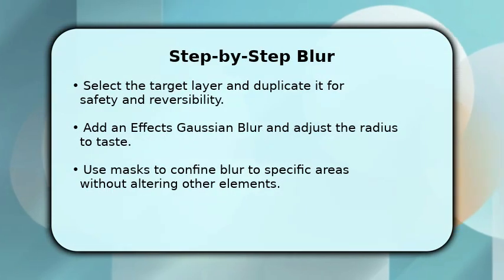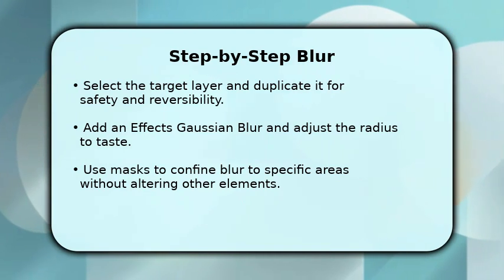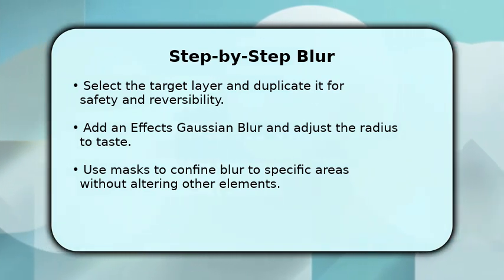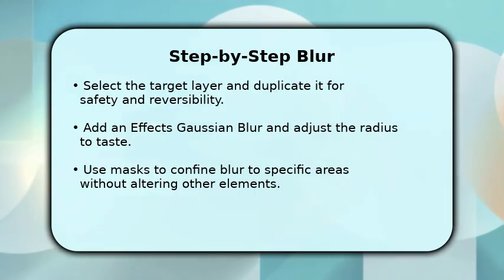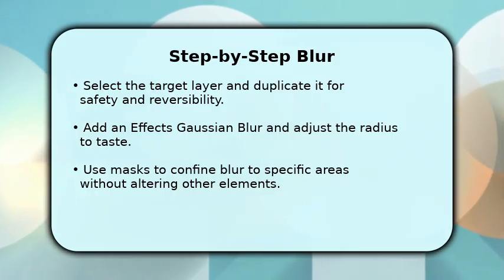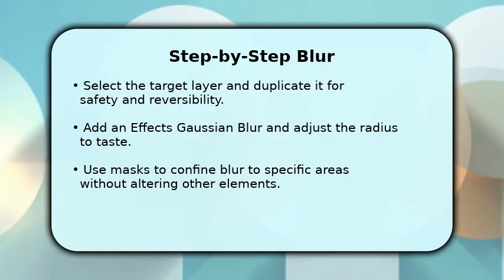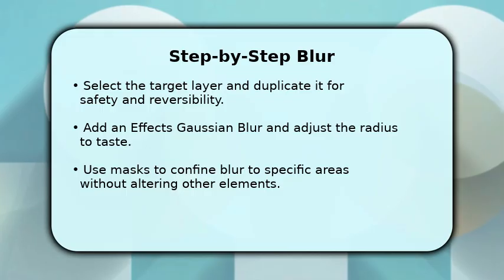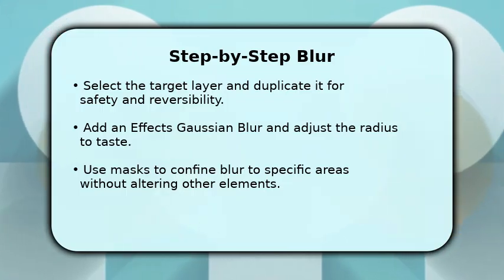Select your target layer and immediately duplicate it so you always have the original intact. Add Gaussian blur from the Effects menu and nudge the radius while watching edges and contrast. Create a mask from a shape or use layer alpha to limit the blur region precisely. Combine blur with opacity adjustments to blend seamlessly into your design and keep all edits editable for future tweaks.